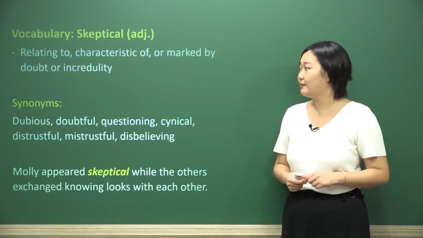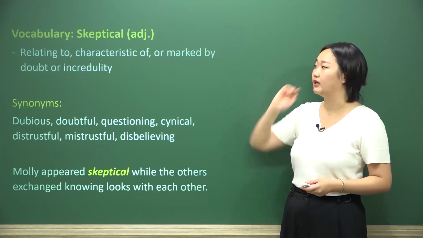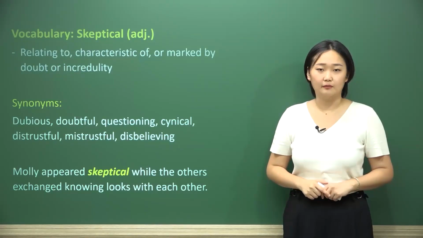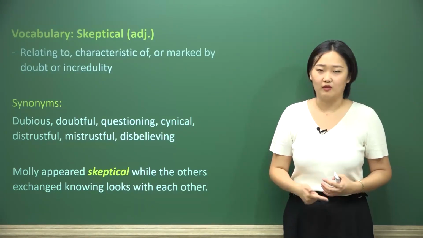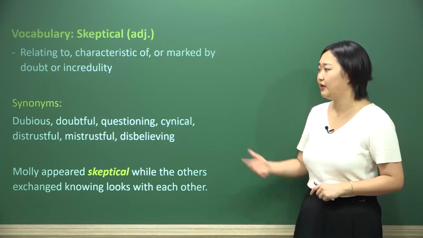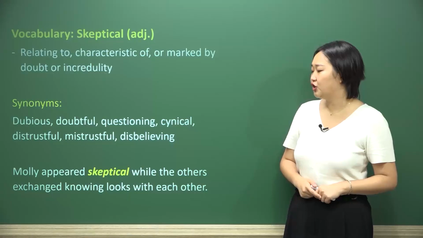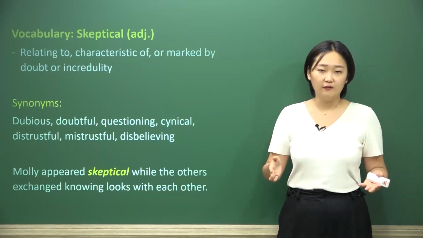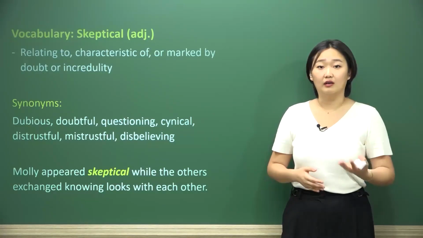Then we move on to the word skeptical. Skeptical is an adjective meaning relating to, characteristic of, or marked by doubt or incredulity. Not being able to believe something, that would be the word skeptical here. And that's the reason why we also have these synonyms down here: dubious, doubtful, questioning, cynical, distrustful, mistrustful, and disbelieving. If you don't believe something, you are skeptical.